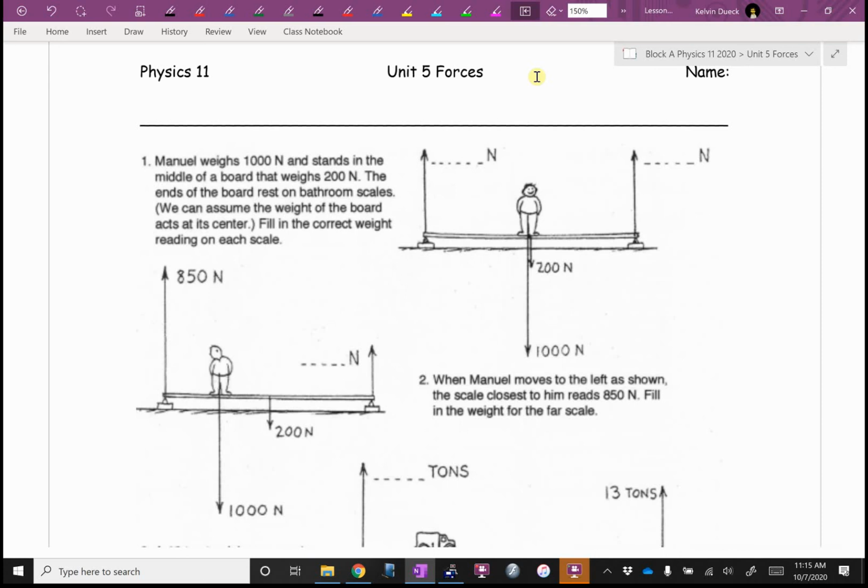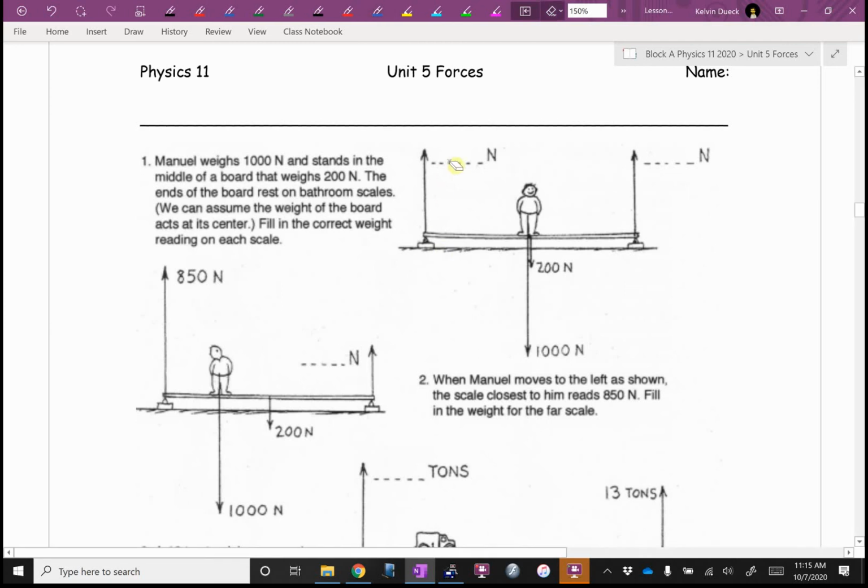This is where Newton's first law, especially if you know that an object is not accelerating, can come in very handy. So Manuel weighs 1,000 newtons. Gravity's pulling down on him with 1,000 newtons. And he stands in the middle of a board that weighs 200 newtons. What's the total force down, grand total? 1,200. Is this board sinking into the ground like quicksand? Say no. Is it flying to you like Superman? Say no. So is it accelerating? Then the net force has to be 0.